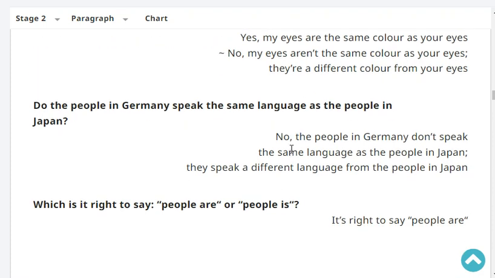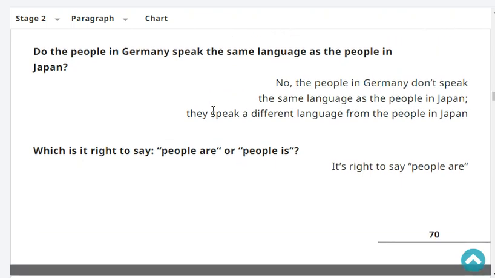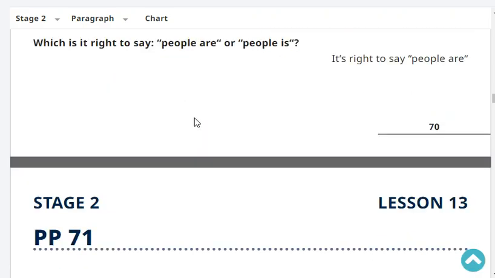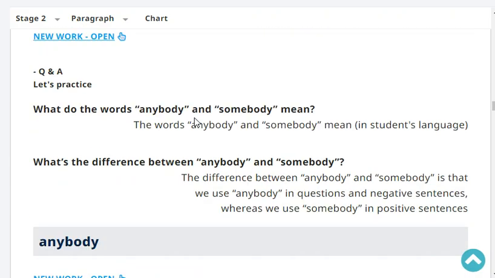No. The people in Germany don't speak the same language as the people in Japan. They speak a different language from the people in Japan. Which is it right to say? People are or people is? It's right to say people are. Very good.